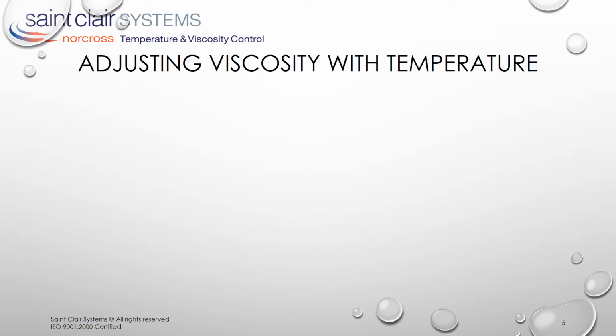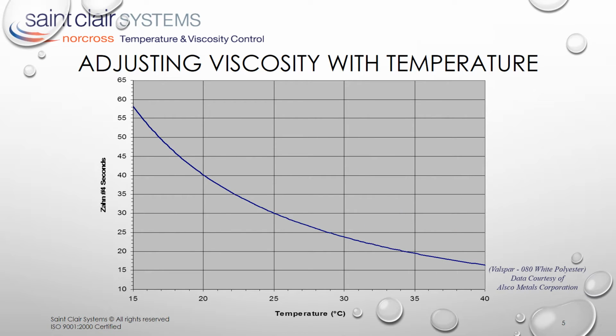To correlate temperature to solvent addition, we return to the viscosity versus temperature graph. Here we can see that the roughly 4.5 degrees increase in temperature from 15.5 degrees C to 20 degrees C produces a 15-second reduction in viscosity. Likewise, the next 5 degrees C from 20 to 25 represents an additional 10 seconds reduction in viscosity.